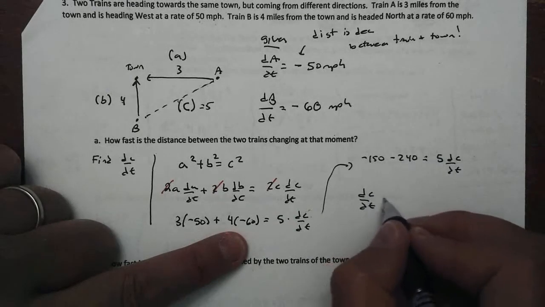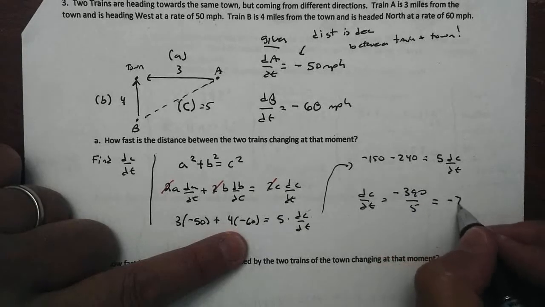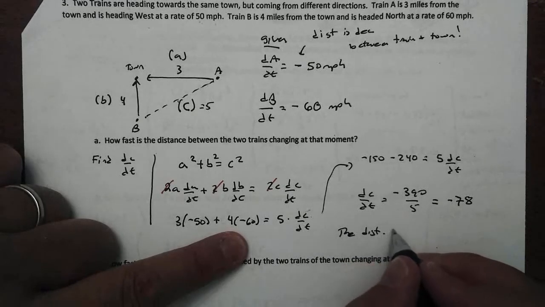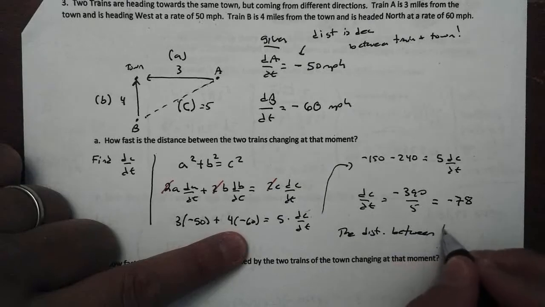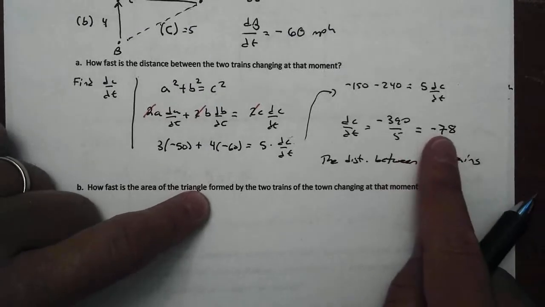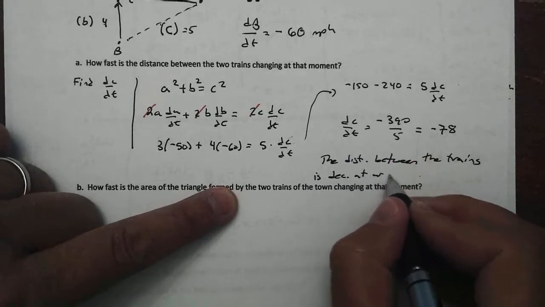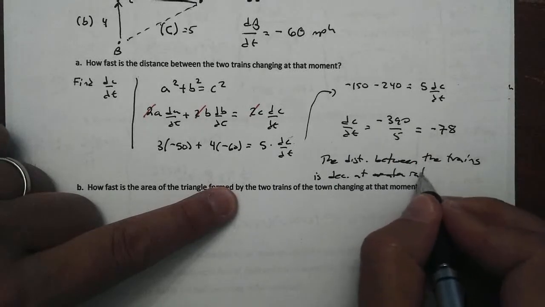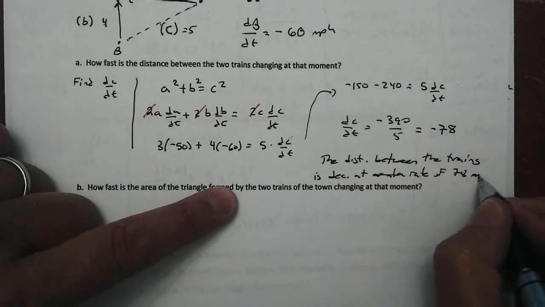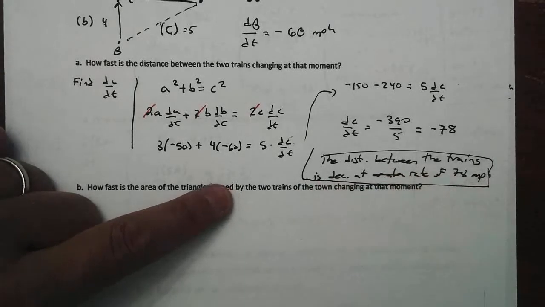And if you solve it, this is negative 390 divided by 5, which becomes negative 78. So we will say the distance between the trains. Now be very careful with this one. Take a look here. It's negative. The distance is decreasing at a rate of, again, that's negative, so we're decreasing, so we make that positive, 78 miles per hour. And that would be our answer.